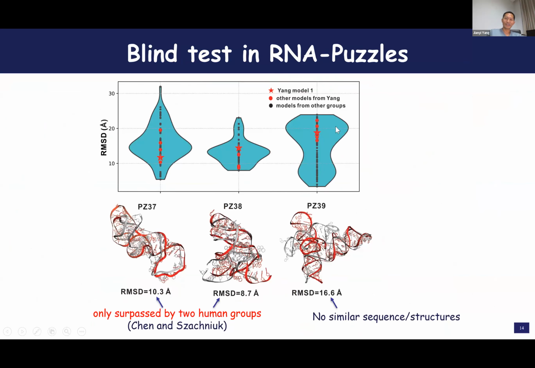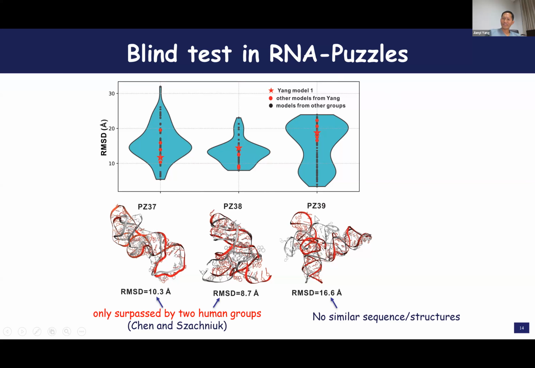Another blind test is in RNA puzzles. In RNA puzzles, this is an ongoing experiment. So we also participated in this experiment after we developed the trRNA. Now there are 3 targets with results summarized on the web page. You can see for these first 2, we have predicted the structure reasonably, with an RMSD of about 10 angstrom. And the ranking of our prediction is also acceptable. You can see it's just after 2 human-based groups.